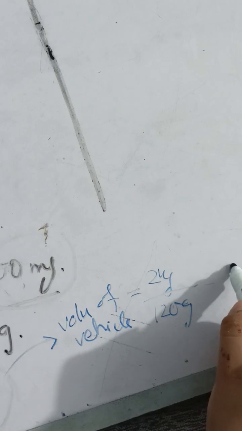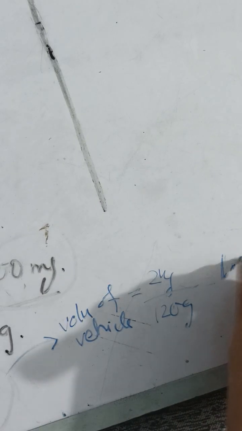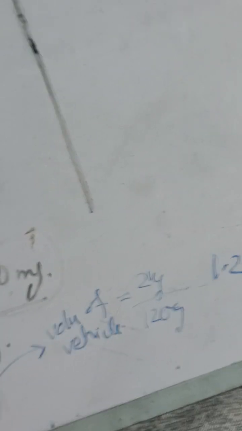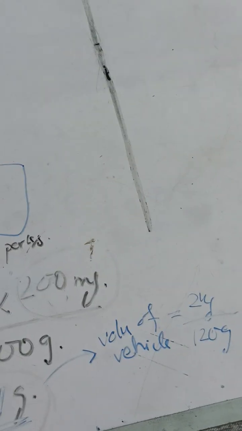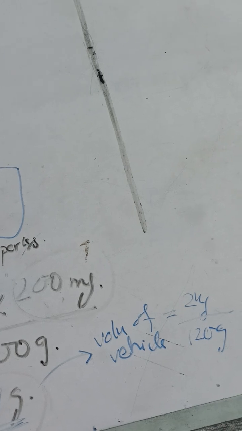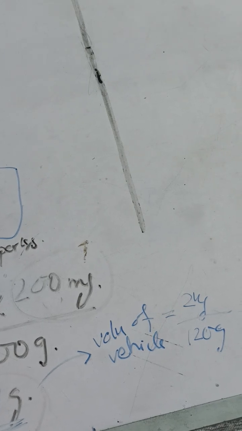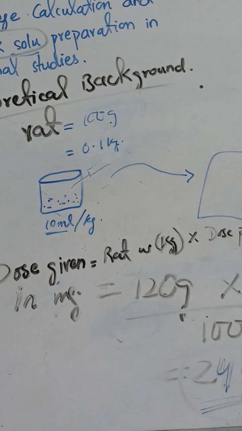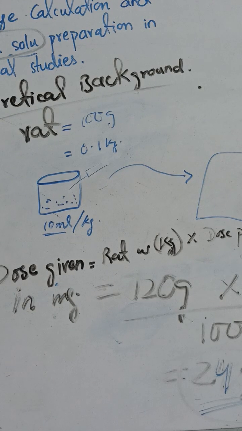You will come out with 1.2 ml. So it means you will need 1.2 ml of your vehicle, of your water. You will dissolve 24 gram of your dose, the diazepam, into it, and then you will inject it into your rat to give the anti-anxiety effects. The same thing applies with the PTZ.